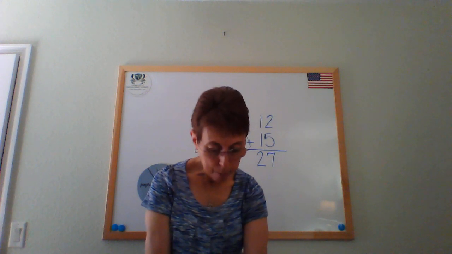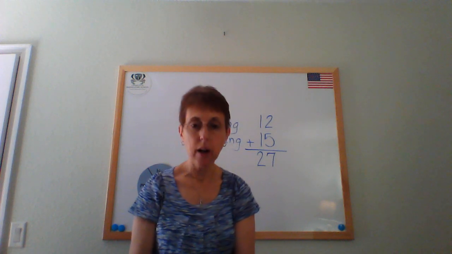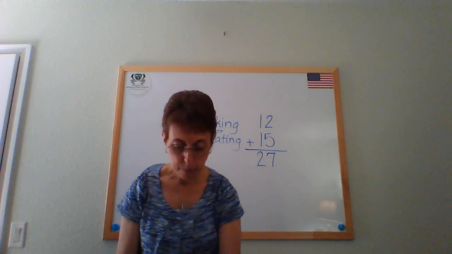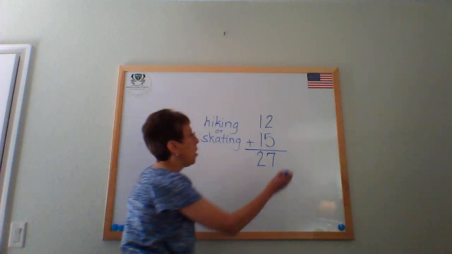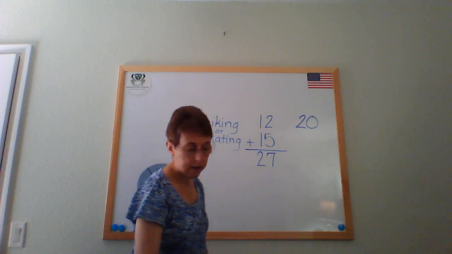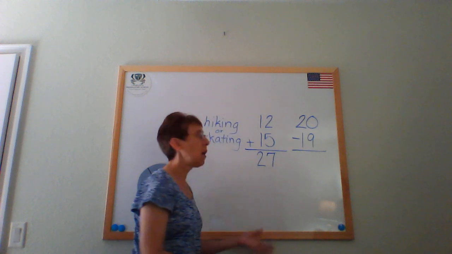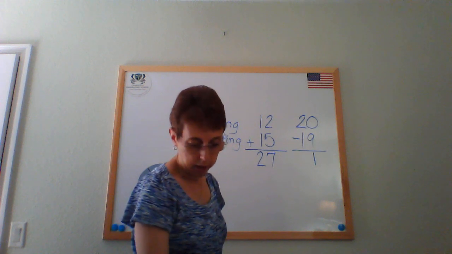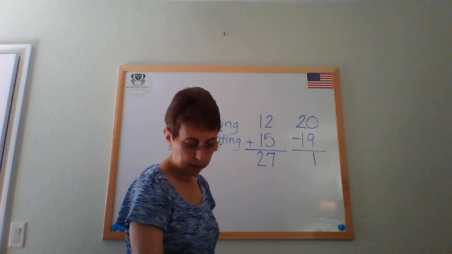B, how many more children were flying kites than were catching pollywogs? How many more of one thing than something else? You need to subtract. So, how many more children were flying kites than catching pollywogs? You had 20 children flying kites. You had 19 children catching pollywogs. We subtract, 20 minus 19 is 1. So we actually only had one more child who was flying kites than catching pollywogs.